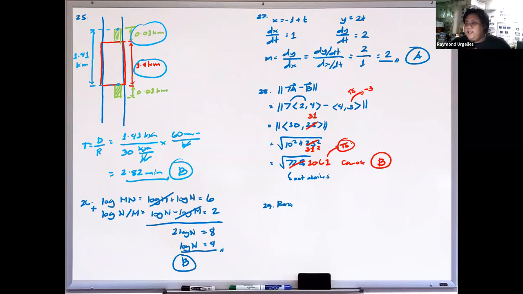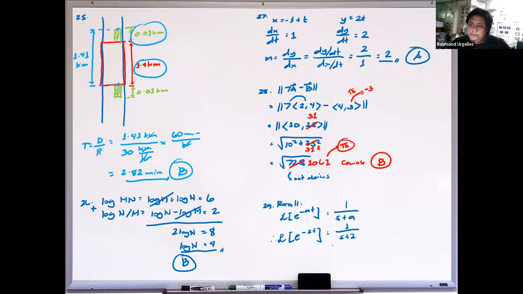Okay? 29, so again, recall. Sa handouts natin sa advanced math, meron tayo doon Laplace ng e to the negative at. So this should be 1 over s plus a, since negative to, this will be plus a. So ibig sabihin, yung given sa atin, we have e raised to negative 2t. Okay, so following this, we have 1 over s plus 2. Kaya pipiliin natin dyan is yung letter B.